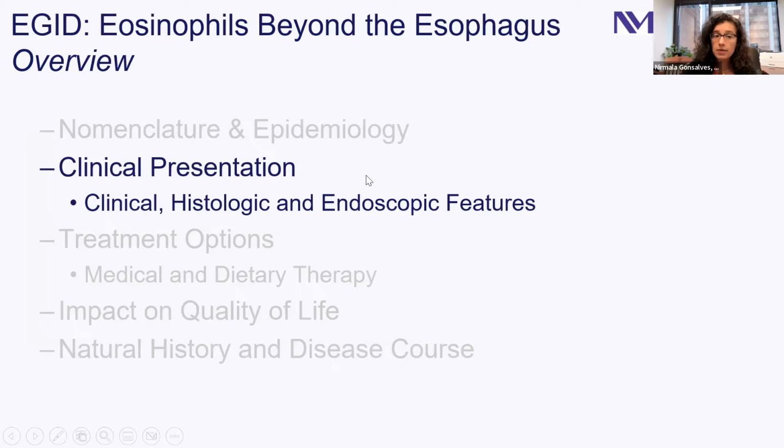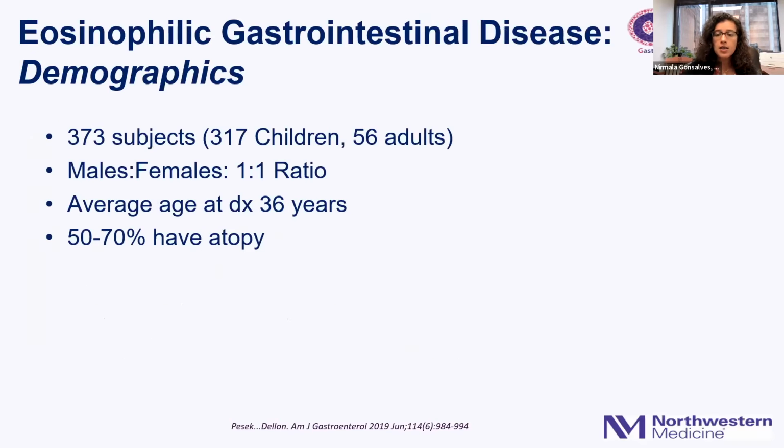Let's move on a little bit now to clinical presentation of these conditions. So follow-up data from the Seeger group looking at all of the patients with non-EOE EGIDs. They had 373 subjects, 317 children. And what they found was that there was more of a 1-to-1 male-female ratio. And that's a little bit different than EOE, which is about a 3-to-1 male-female ratio. Average age at diagnosis is in the third decade, so about 36 years, and that's similar to EOE.